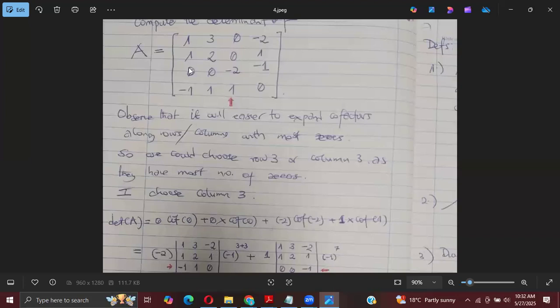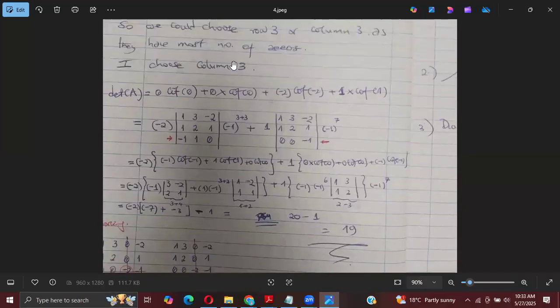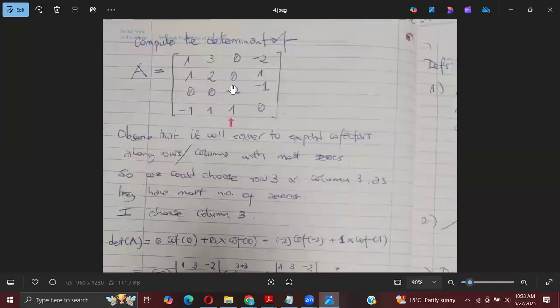And here I did some working on the side. I don't know whether it can be seen. Sorry, it's more or less deleted. But anyway, I deleted this column 3 and this row where minus 2 is. So what remains is 1, 3, minus 2, 1, 2, 1, and then minus 1, 1, 0. All right? So the cofactor of minus 2 is determined by two things: the sign, the position where it is. This minus 2, I repeat, is in the third row and third column.